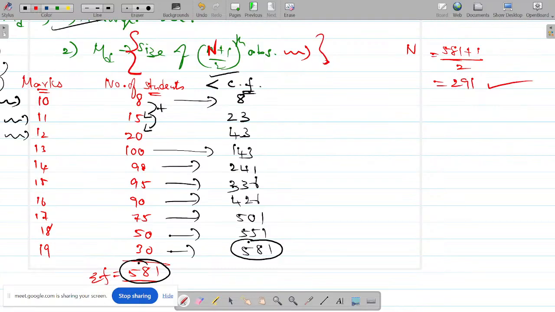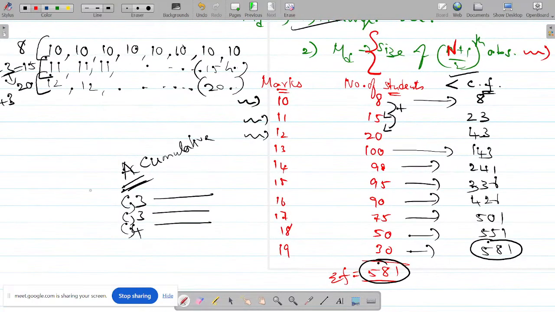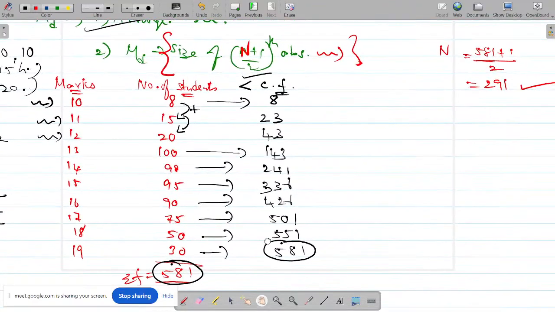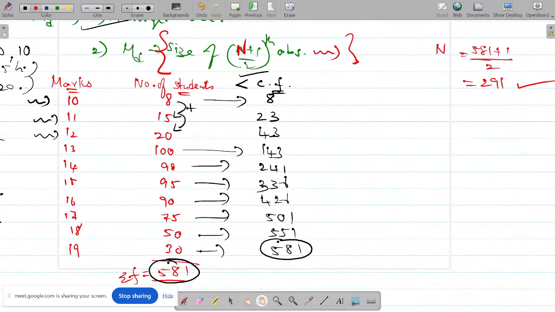Now, what's my formula for median? Size of this observation. I don't know where this 291 will lie. It's a lengthy process. If I go for taking all the values row by row, it will be a lengthy process. So what I'm doing, I'm taking the cumulative frequency, and the size of (n plus 1) by 2th observation will now be taken as CF greater than this 291th observation. So I was telling, we'll make two changes. One, instead of small n, use capital N. Second, instead of size, you use cumulative frequency greater than this value.